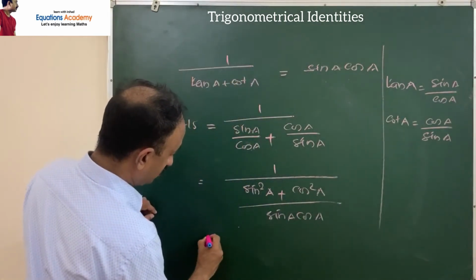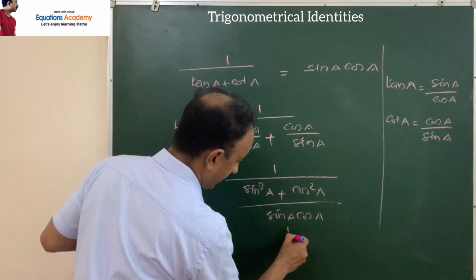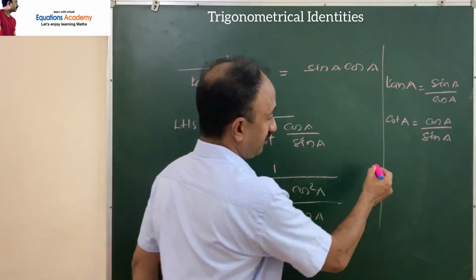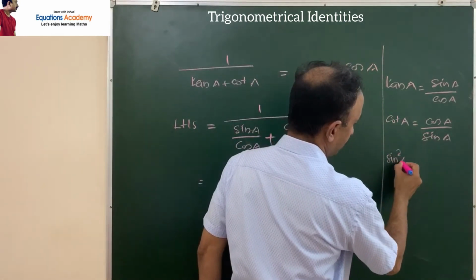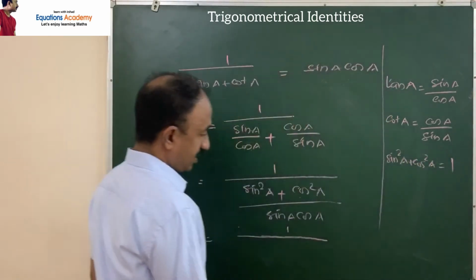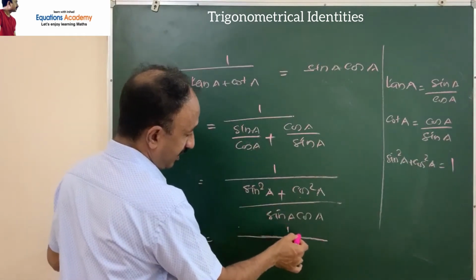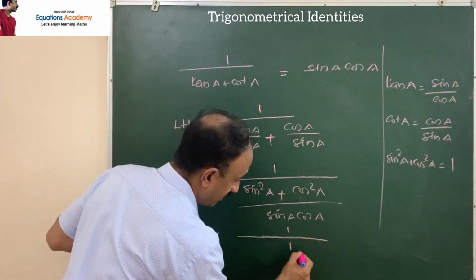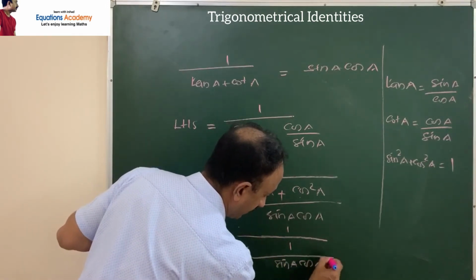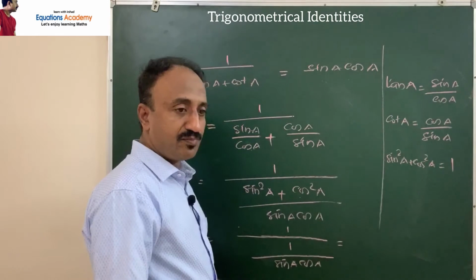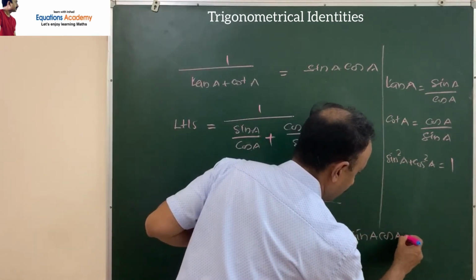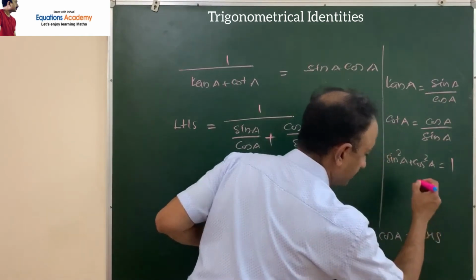This is equal to 1 divided by sin square A plus cos square A divided by sin A cos A. We know the identity, sin square A plus cos square A equal to 1. So 1 divided by sin square A plus cos square A is 1, whole divided by sin A cos A. 1 divided by 1 by sin A cos A is equal to sin A cos A, equal to RHS.